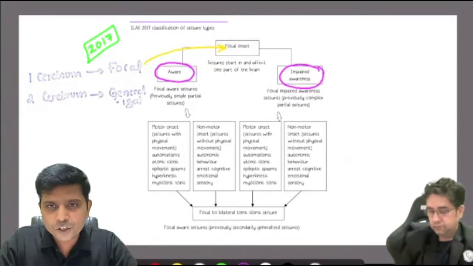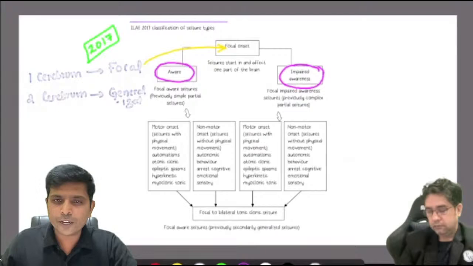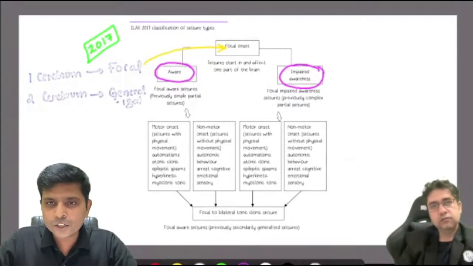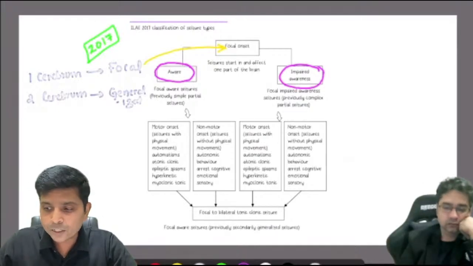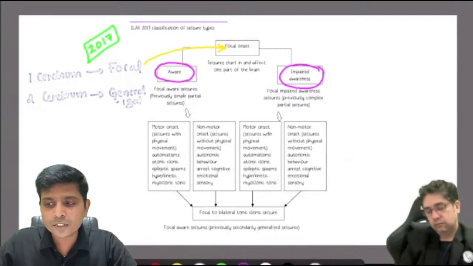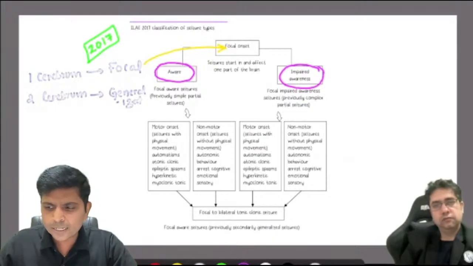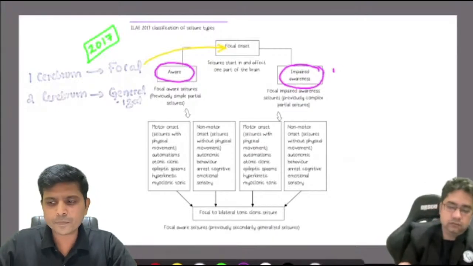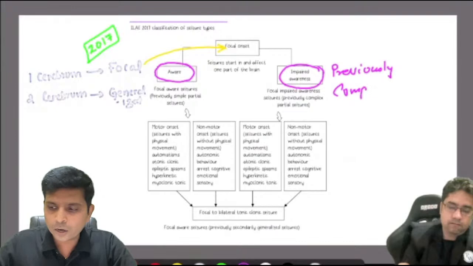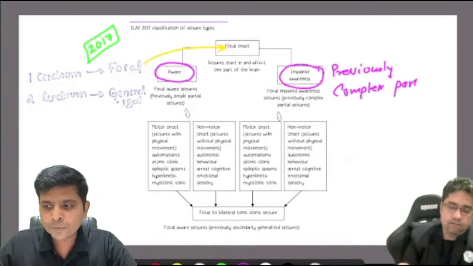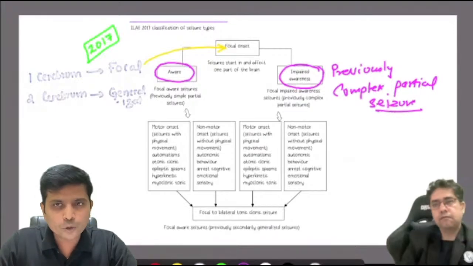Whereas, if this seizure is associated with loss of consciousness or altered sensorium, it is called focal seizure with impaired consciousness. I repeat, it is called focal seizure with impaired consciousness. Previously, it was called complex partial seizure. Now, in this focal onset, that is, where the child is maintaining consciousness, it will be divided into two.